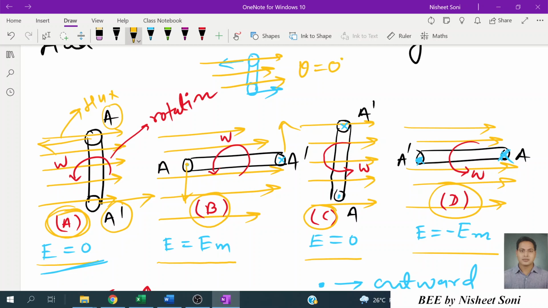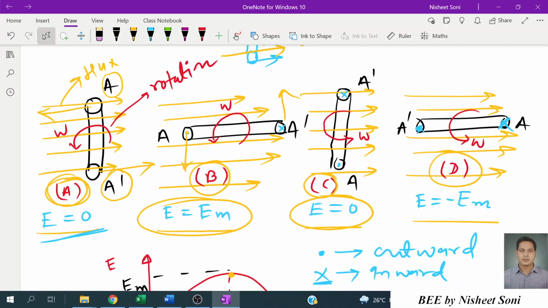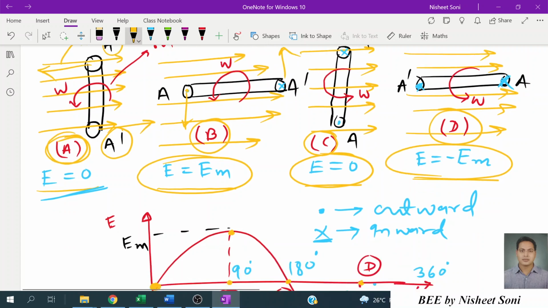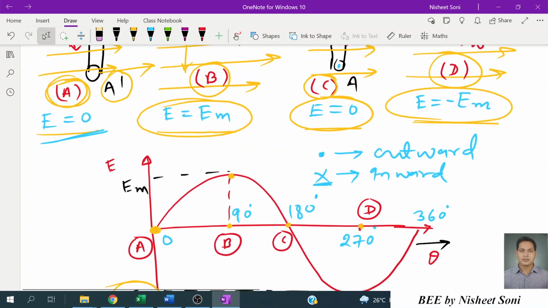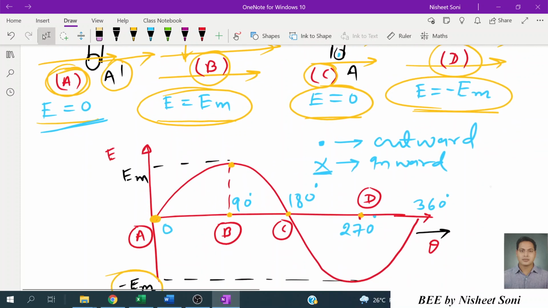Now in the second condition, you can see that the rotation of coil sides A and A dash is perpendicular to the magnetic lines of force, and in this condition the EMF induced in the coil sides A and A dash will be E equals EM. In the third condition, the EMF induced in the coil sides will be 0, and in the fourth condition E equals minus EM is generated.